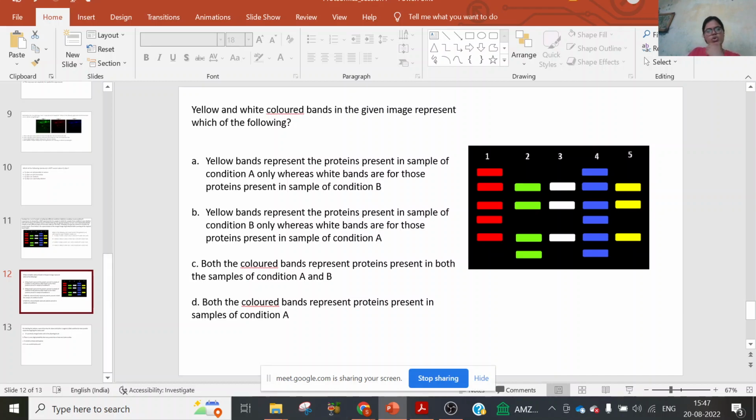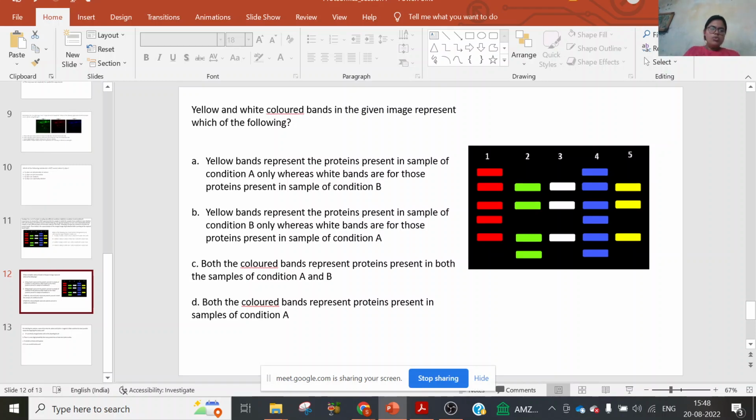Now coming to option C, both the colored bands represent proteins present in both the samples of condition A and B. So, what do you think? Is this the correct option? Can this be a correct option? Can I get some response? Yes, ma'am.